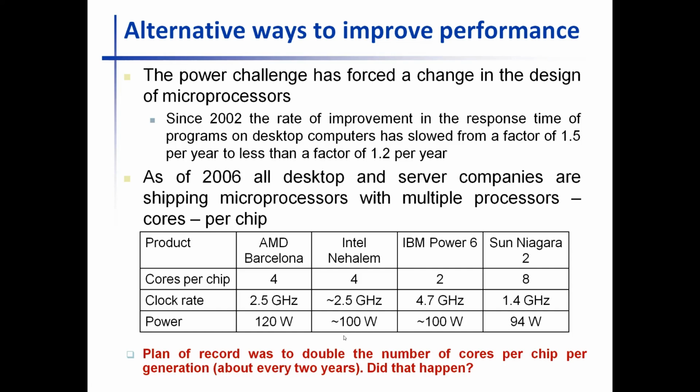So if we went by that, the plan was to double the number of cores per chip per generation, roughly every 2 years. That is, again, following Moore's law. Moore's law says you double the number of transistors every 2 years. With those transistors, we can double the number of processor cores per chip every 2 years. But did that happen? Do we have that many processors on chips right now?